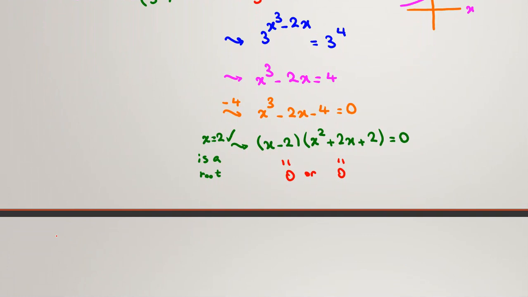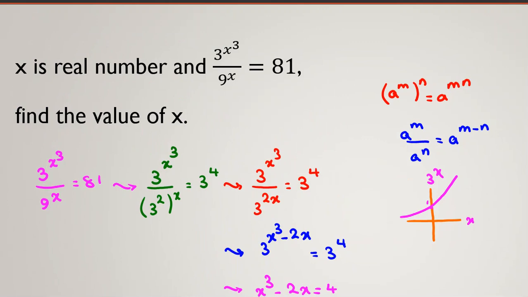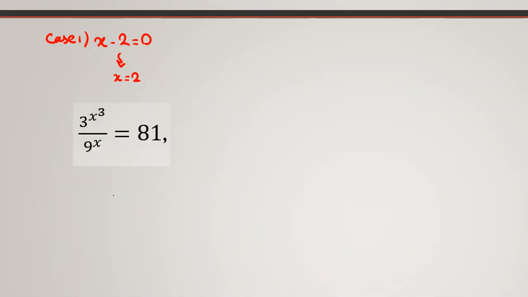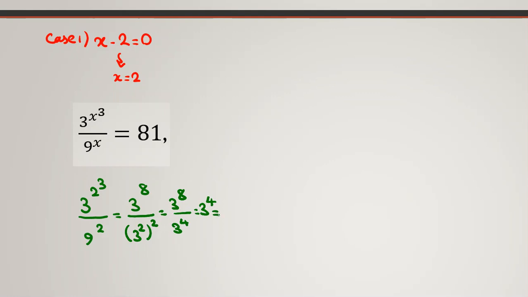Case 1, x minus 2 is 0. So we conclude x is 2. Now if we replace x with 2 in our main equation, it will be 3 to the 2 cubed over 9 to the 2. 2 cubed is 8, and 9 is 3 squared, to the 2, which is 3 to the 4. So 3 to the 8 over 3 to the 4 will be 3 to the 4, which is 81. Okay, so x equals 2 is one answer.